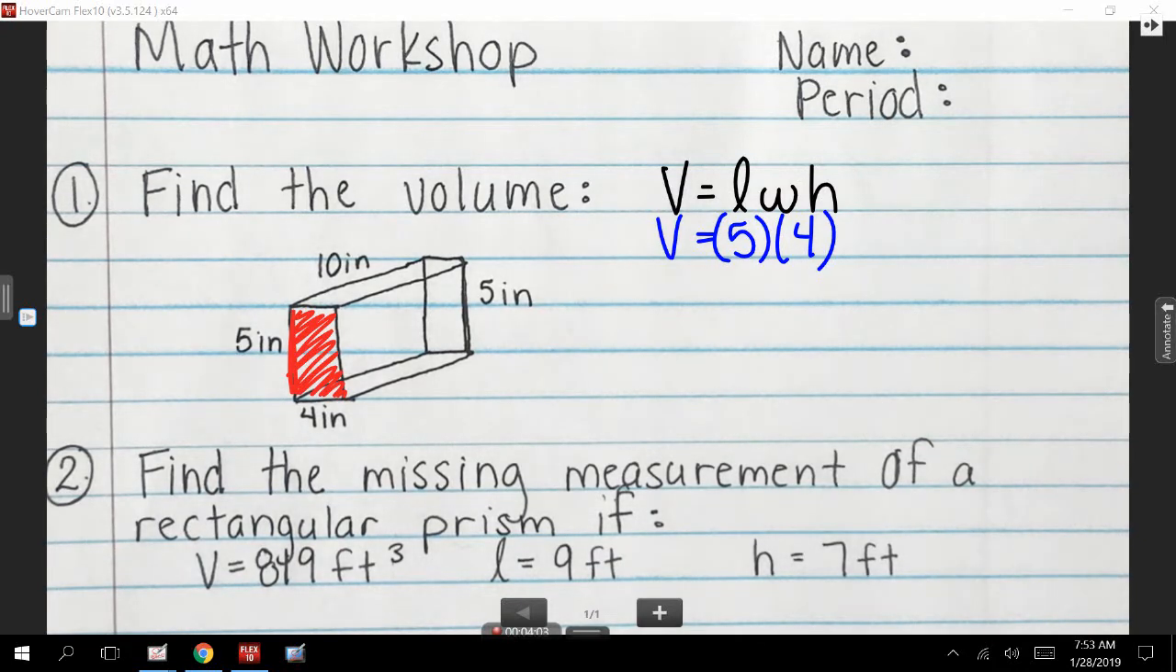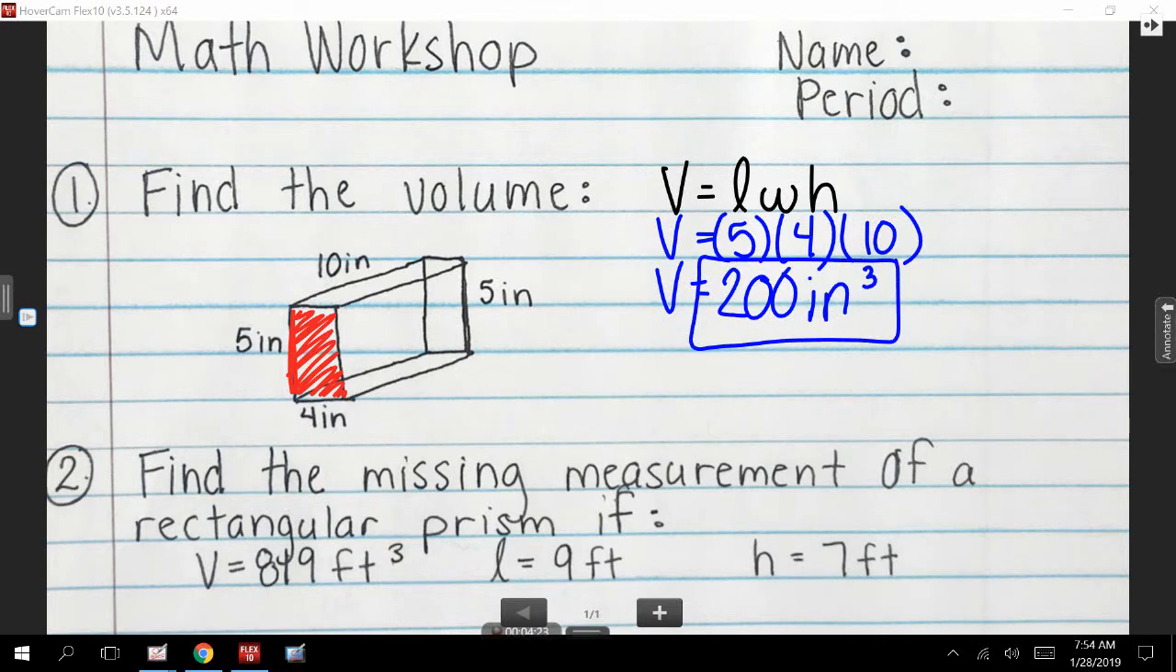So I have 5 times 4. What's the other number I'm missing? What do I need for my height? Ian? 10, because that's just that extra number. So I have 5 times 4 times 10. And then we're going to multiply that out so I get volume equals 200 inches cubed with that 3. Very good. All right, and that's the work that I'm looking for. My shading, my formula, my work, my answer.